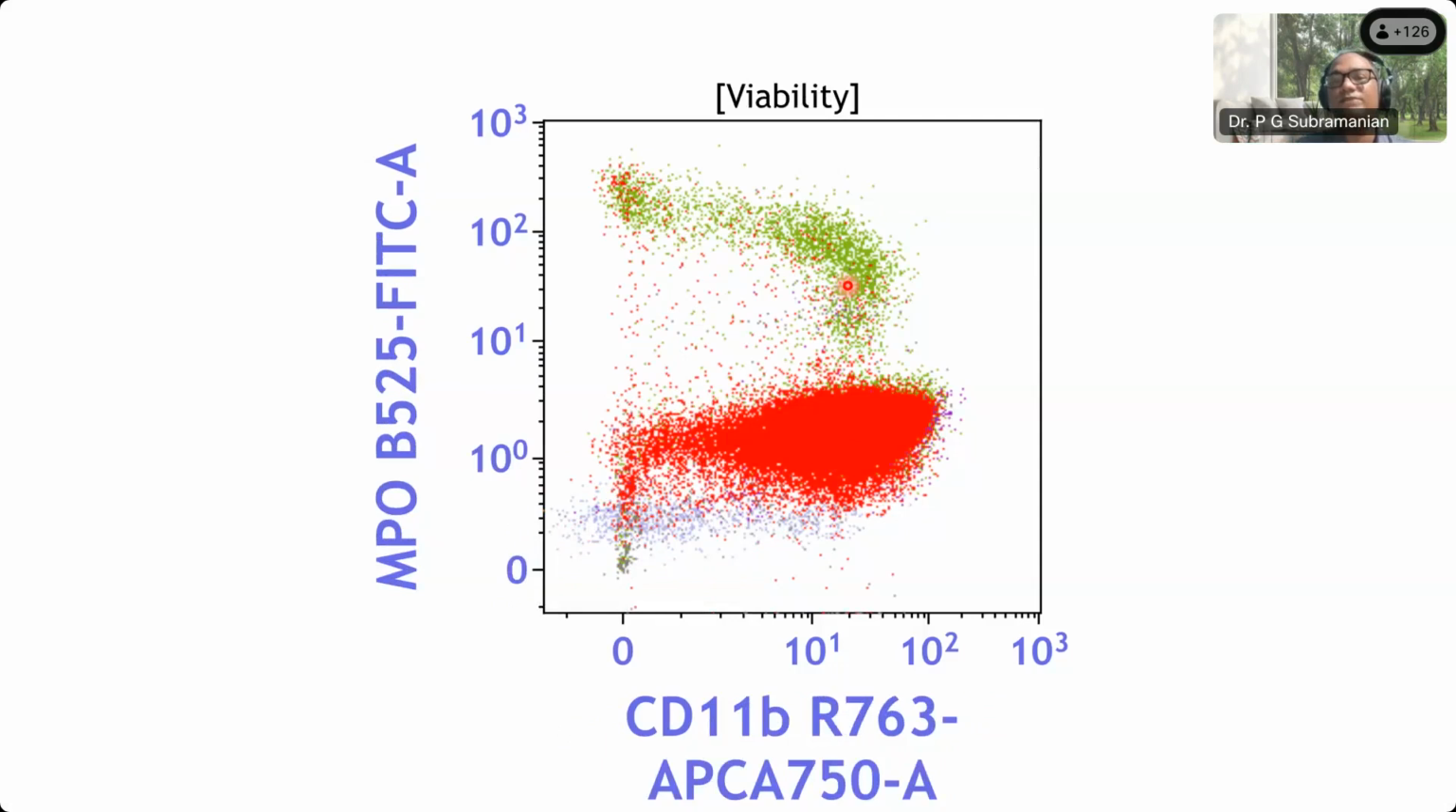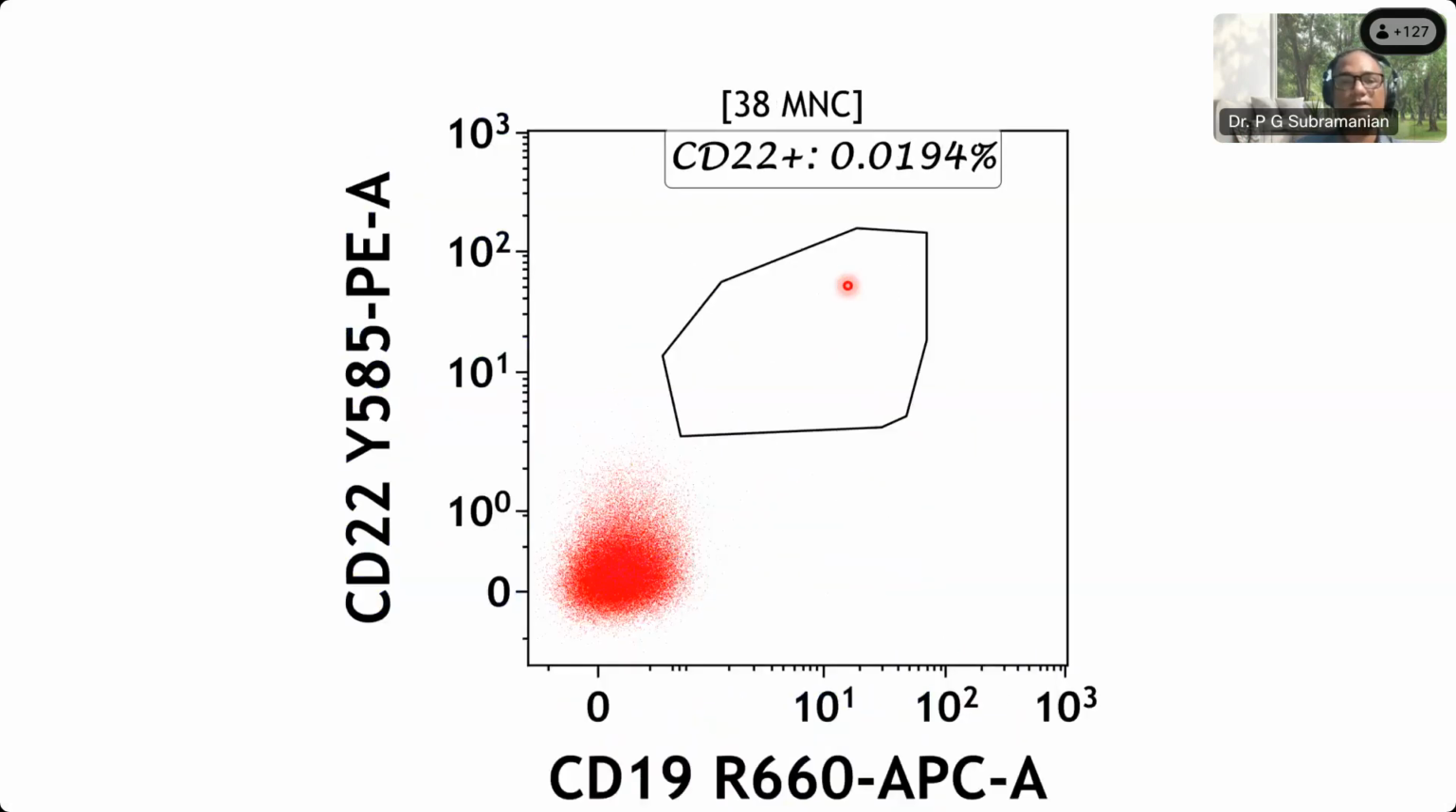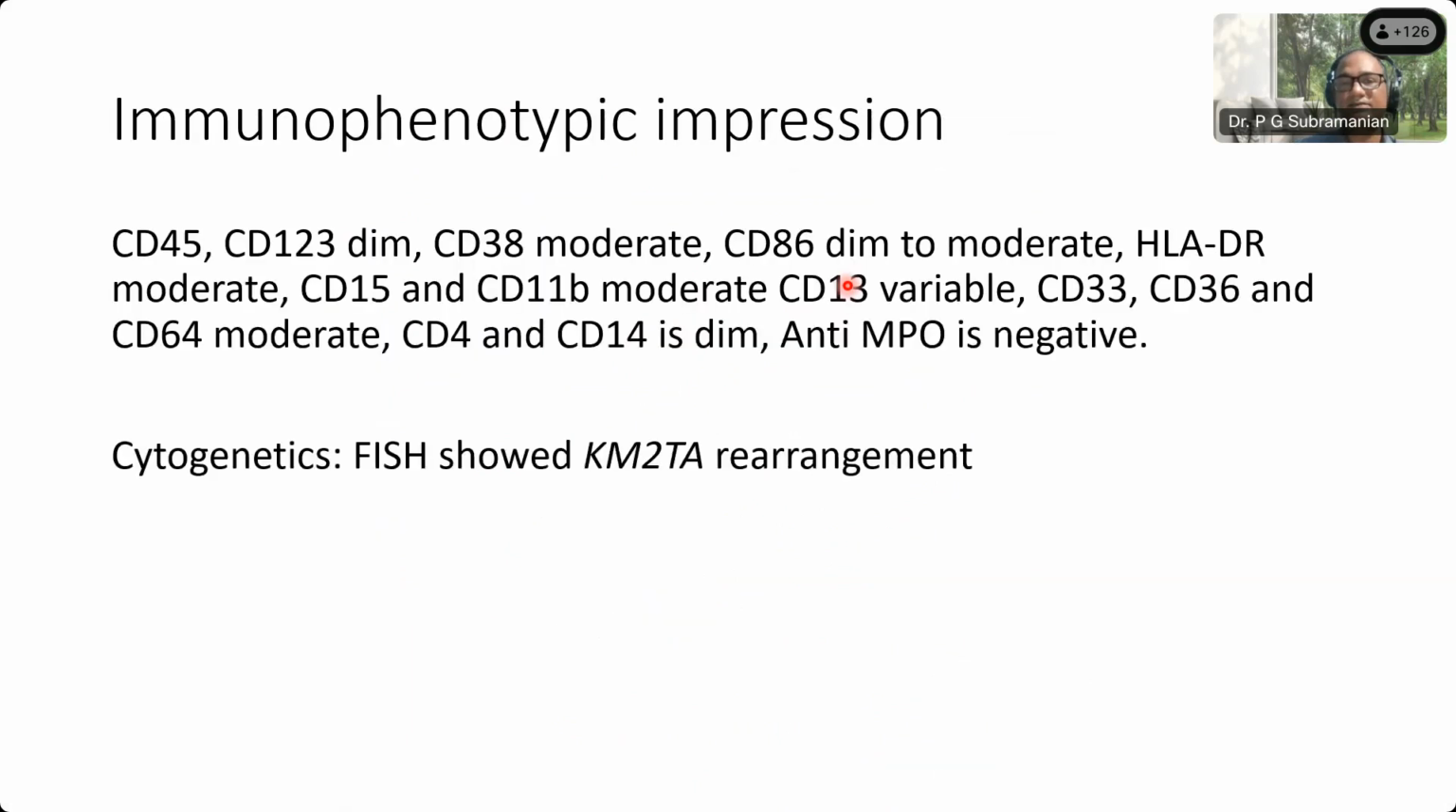This is not something which is there in IHC, but this is one of the issues when you are using a technique like flow cytometry. So 22-19 is negative. So, immunophenotypic FISH again. So this is us summarizing it.